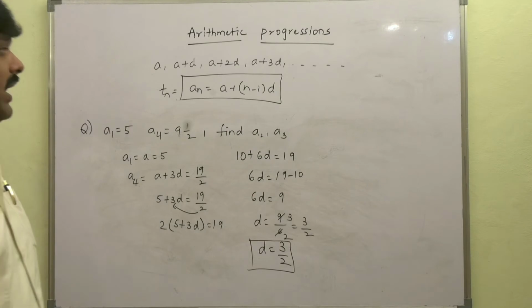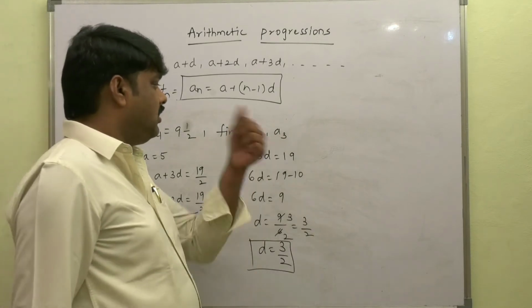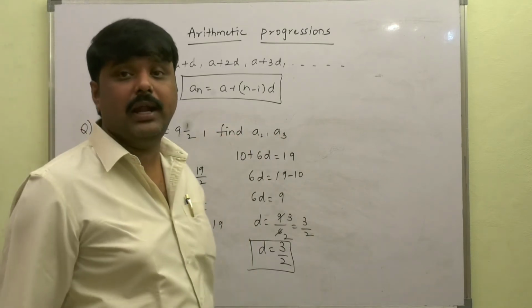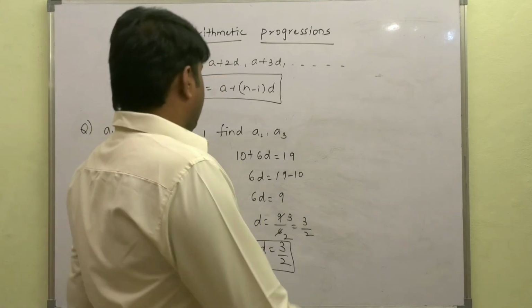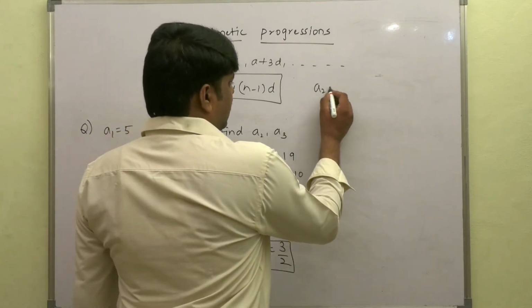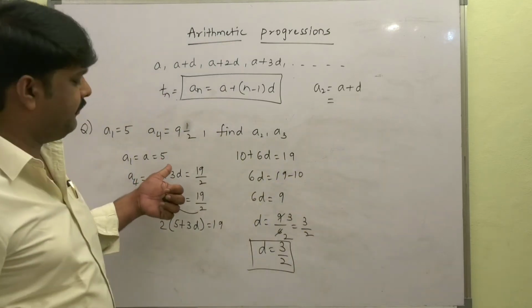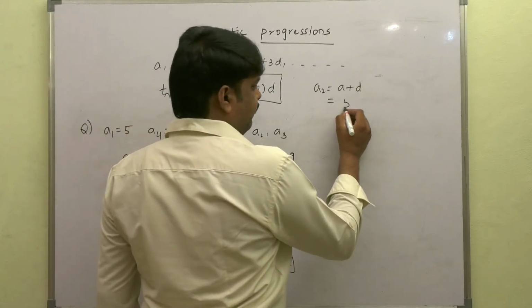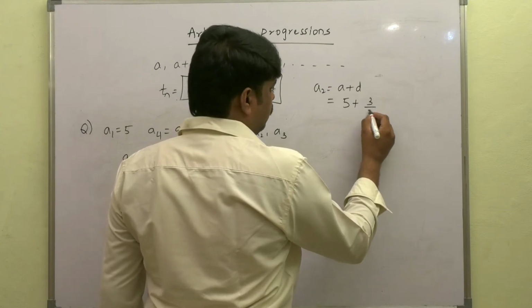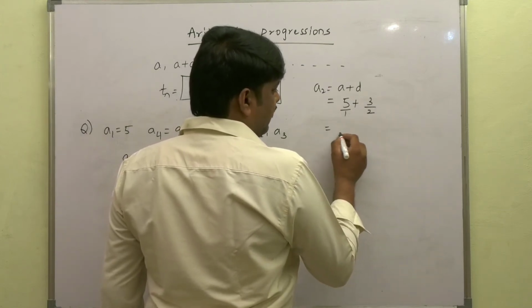Now we are asked to find the values of A2 and A3. A2 is a plus d. A is 5, d is 3 by 2. 5 plus 3 by 2. 5 is 5 by 1.